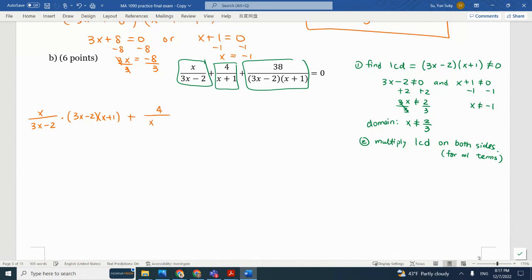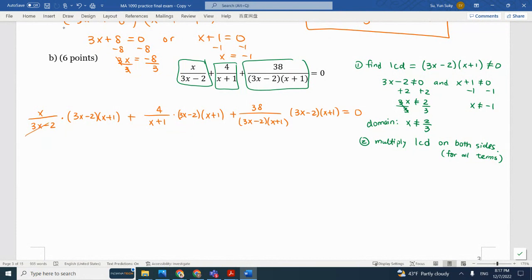Second term, which is 4 over x plus 1, we multiply by the least common denominator, so 3x minus 2 and x plus 1. Plus the third term, 38 over 3x minus 2, x plus 1, and multiply by the LCD. Equals, you see on your right hand side is 0. You know 0 multiplied by everything is 0, right? So therefore, this is what we get for step 2.